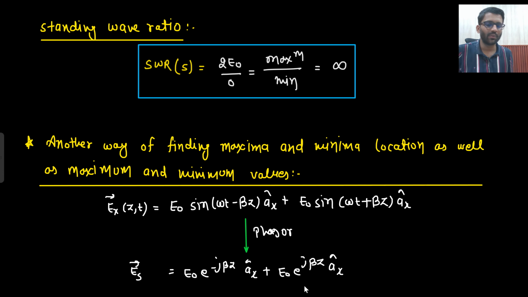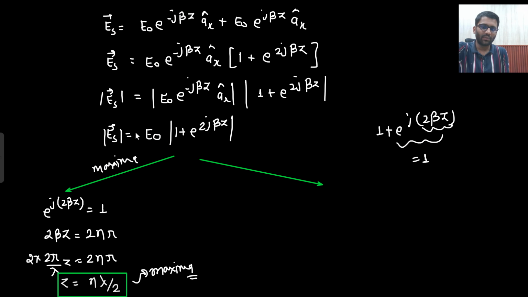But here what did I tell you? You just take the phasor, then you see that E naught is already a fixed value. Now I need to maximize this particular expression. How do I maximize? 2 beta z should be equal to 2 n pi. So if that is equal to 2 n pi, z is equal to n lambda by 2. So I am getting my maxima at 0, lambda by 2, lambda, 3 lambda by 2, 2 lambda, and then 5 lambda by 2. In that manner I will get.